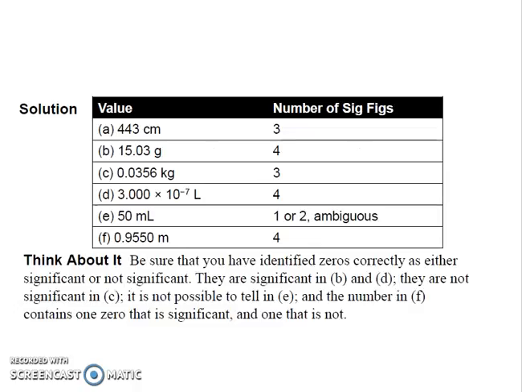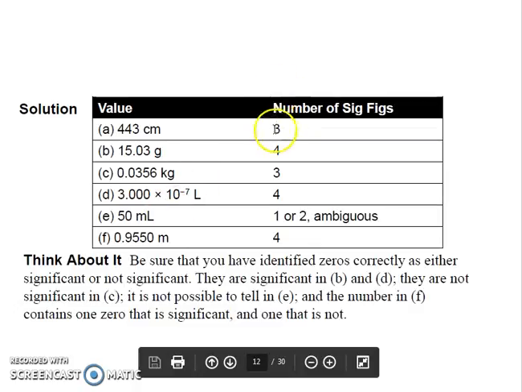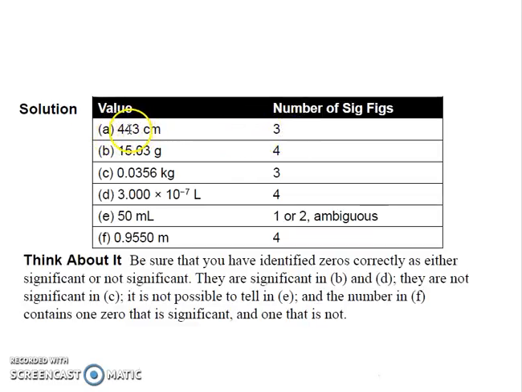For your answers, you should get 3 significant figures for part A. All 3 of these are non-zero. They are all significant. For part B, 4 significant figures. This 0 is sandwiched, and it is significant. And then all 4, any non-zero digit is always significant. Part C, 3 significant figures. The leading zeros are not significant. 3, 5, and 6 are.